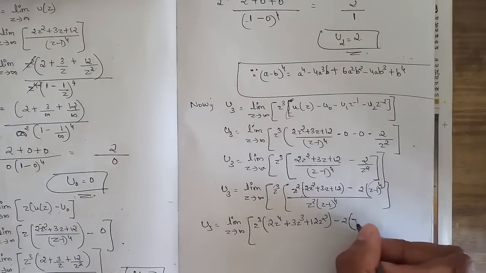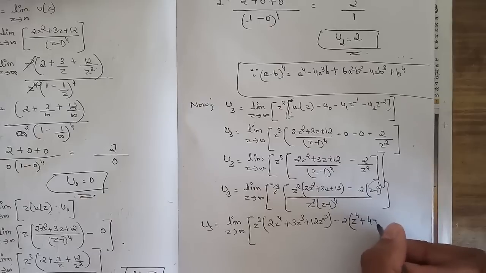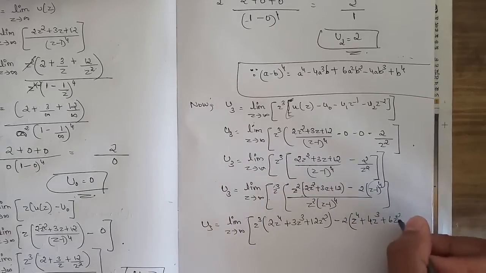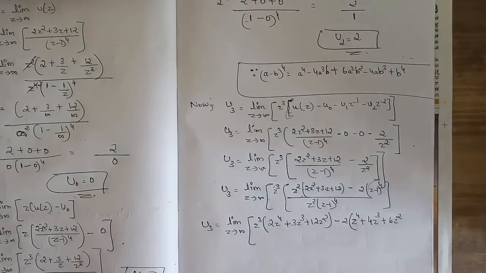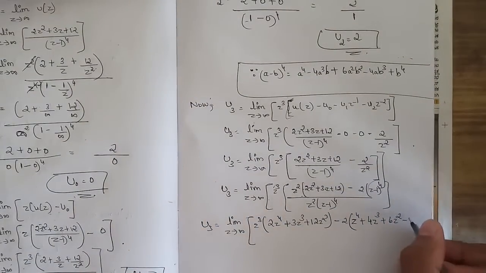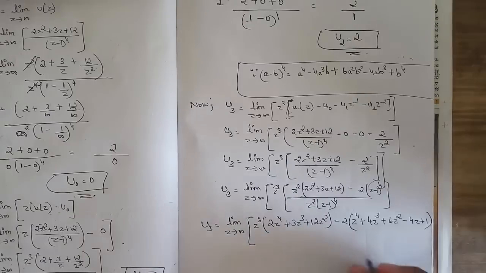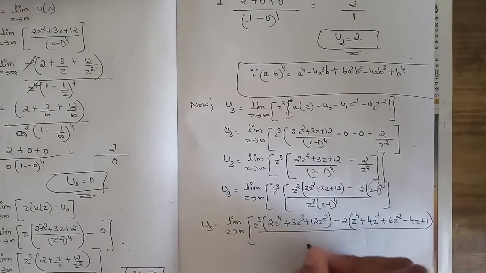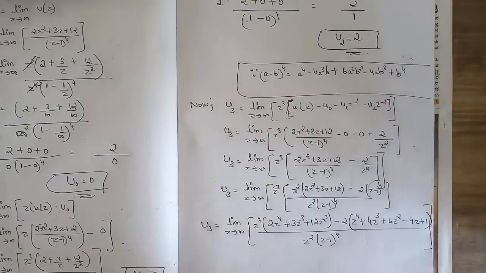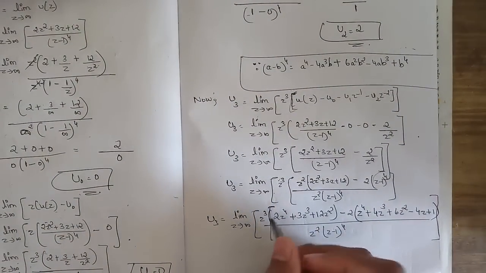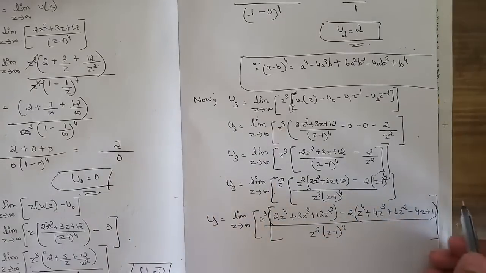So a to the power 4, so z to the power 4 plus 4z cube plus 6z square, 6a square b square, right? So it becomes 6z square minus 4ab cube, so 4z plus 1 divided by z square into z minus 1 whole to the power 4. Okay, this z cube is separate. Don't think that it's directly to the denominator.